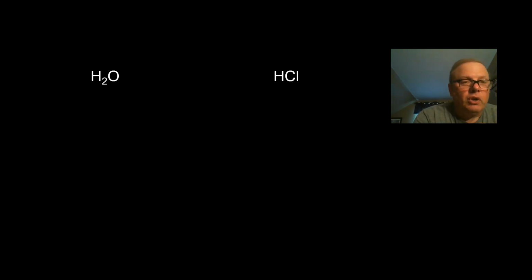Okay, let's make some shapes here. Let's talk about water and let's talk about hydrochloric acid. Water here, we're going to put oxygen in the middle with its 6 valence electrons. And then I'm going to put a hydrogen down here with its electron. I'm going to put hydrogen over here with its electron.